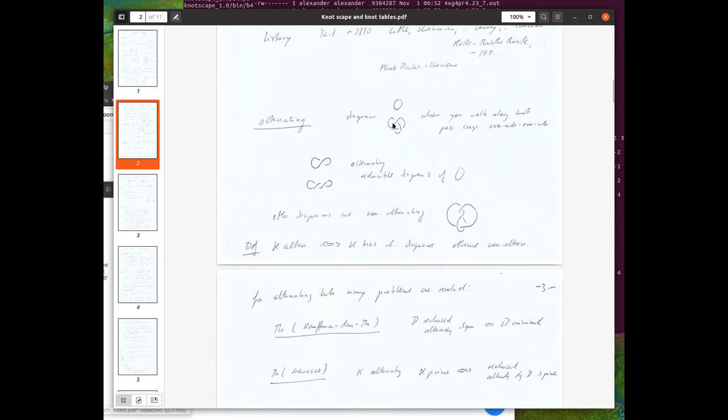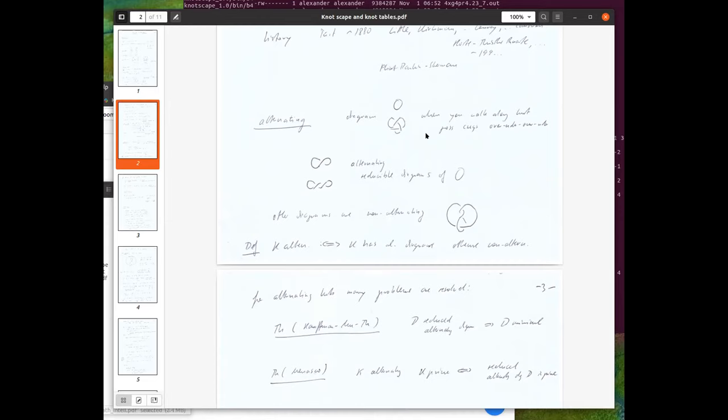Alternating means for a diagram, if you start running along this loop, you can always record whether you pass a crossing from above or from below. And alternating means that you alternatingly pass crossings above, below, above, below, above, below. Okay, and if you can do this through the entire loop and go back to the original point, and every time you only pass above, below, then this diagram is called alternating.